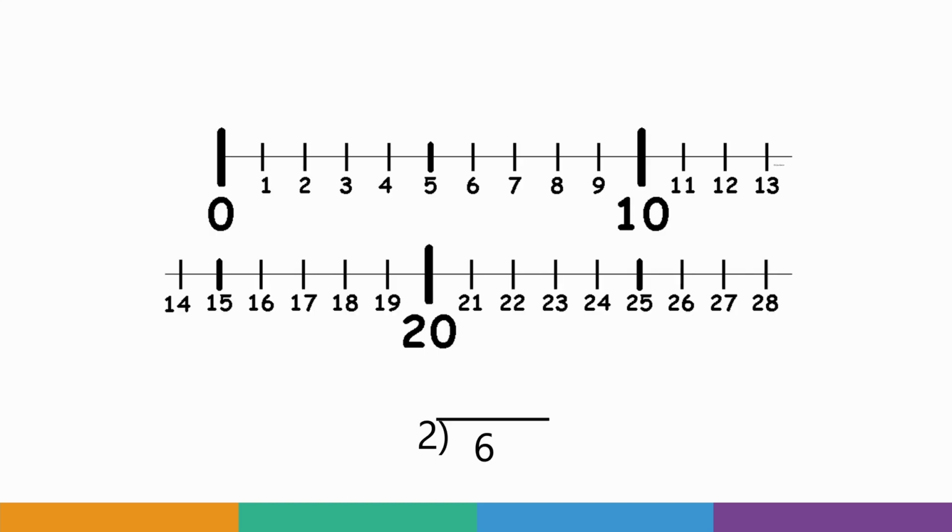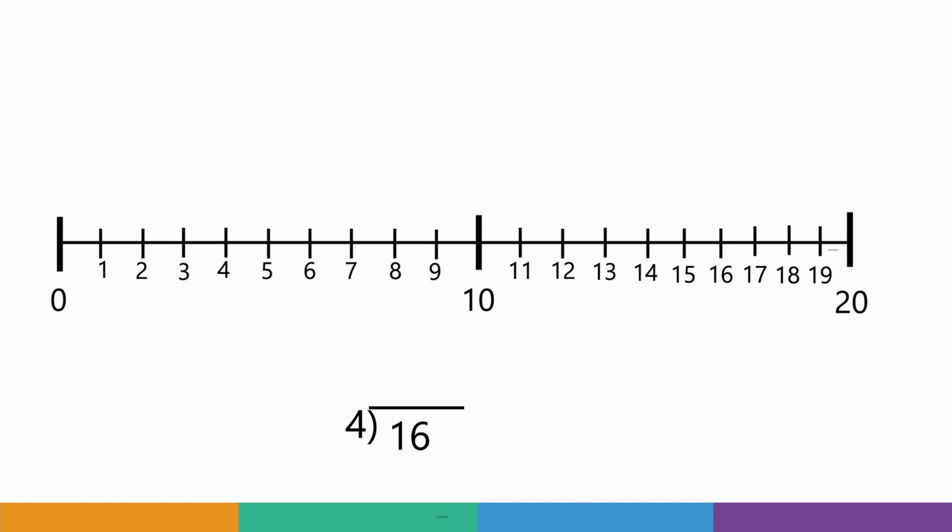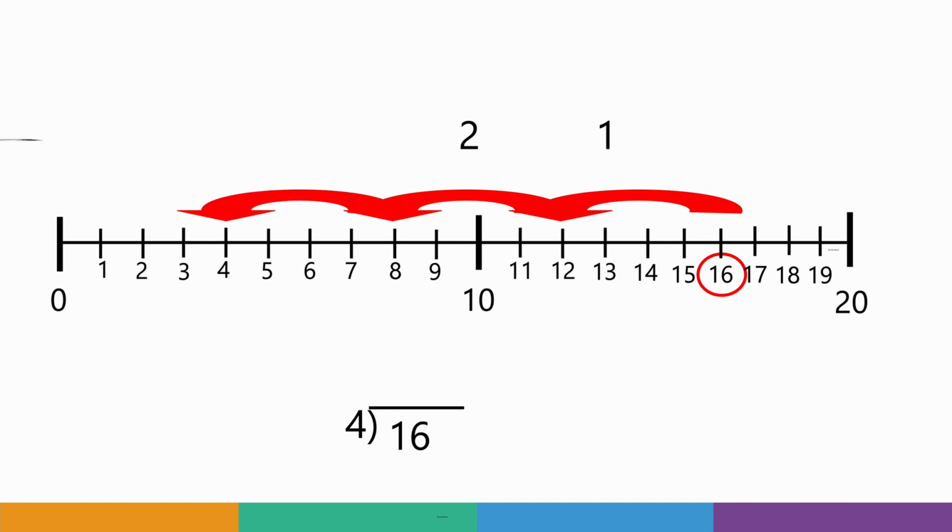6 divided by 2. We begin at 6 and we divide by 2's. 6 divided by 2 equals 3. 16 divided by 4. We begin at 16, go 4 spaces each time to figure out how many go into 16. 1, 2, 3, 4. 16 divided by 4 equals 4.